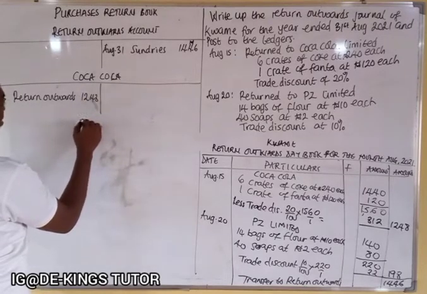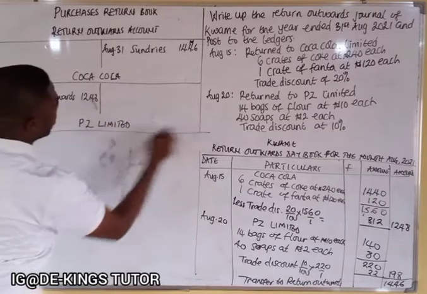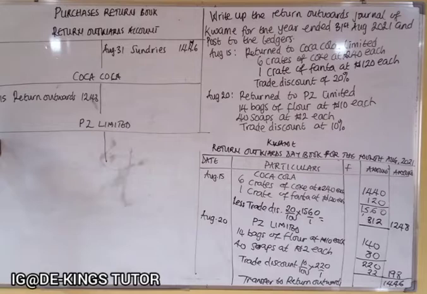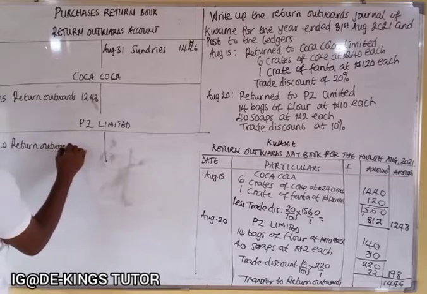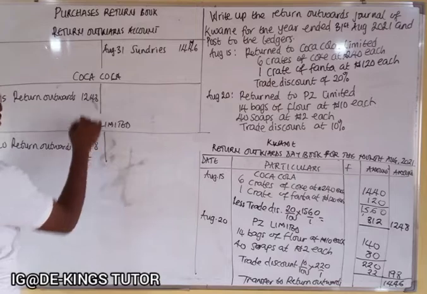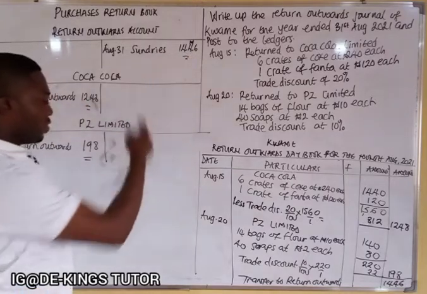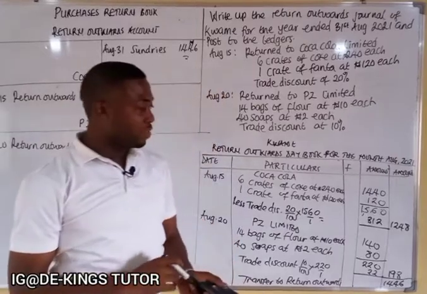While PZ Limited received its own back on August 20 as return outwards of 198. So when you do that, you've completed the double entry principle. That's how to prepare this.